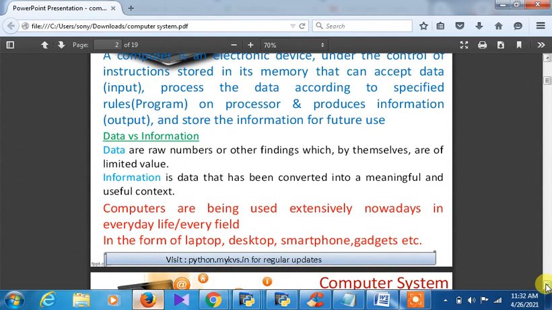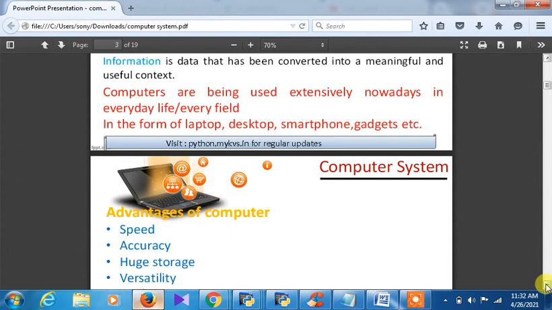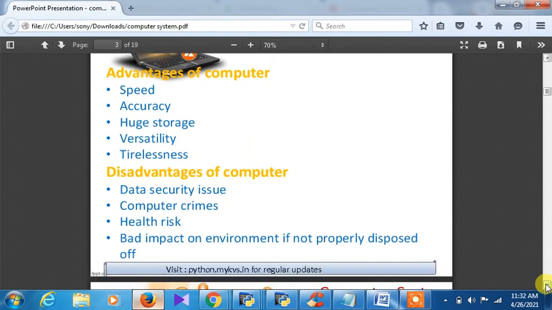Let's see what the advantages of the computer system are. Advantages of the computer system are speed, accuracy, huge storage, versatility, and it can function diligently, meaning tirelessness. Whatever job has been assigned to it, it will do. If the job is given to it in repetition, it will not get tired. Tirelessly it will process all kinds of data, or whatever job has been assigned to it.